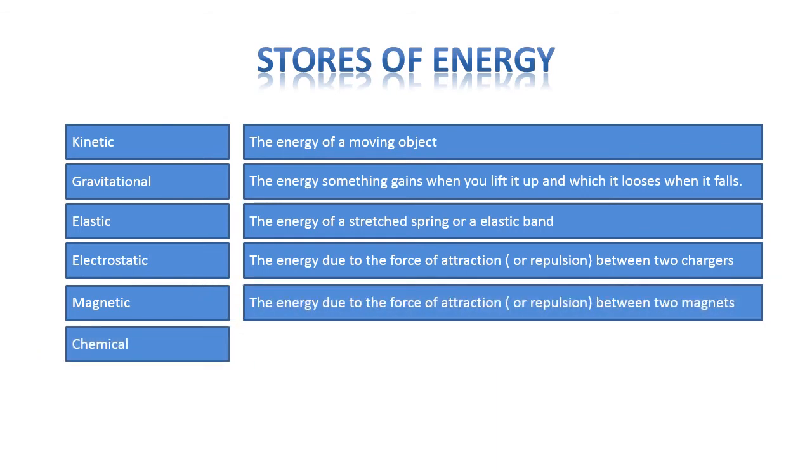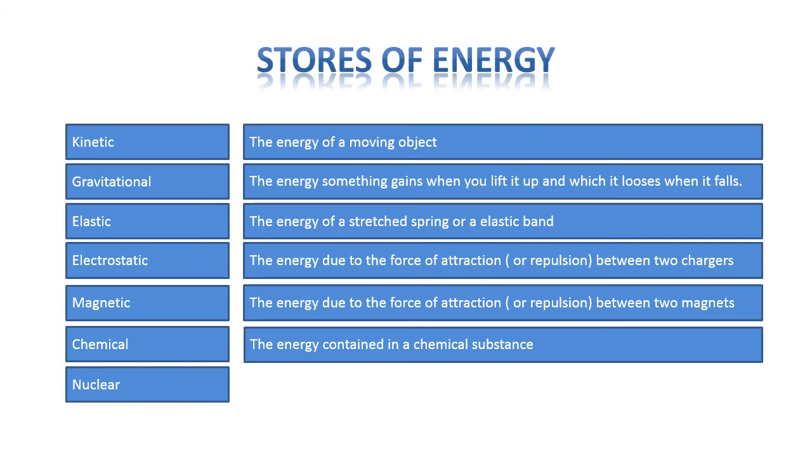Next one is chemical energy. It is energy stored in the bonds of chemical compounds like atoms and molecules. This energy is released when a chemical reaction takes place. Usually, once chemical energy has been released from a substance, that substance is transformed into a completely different new substance.